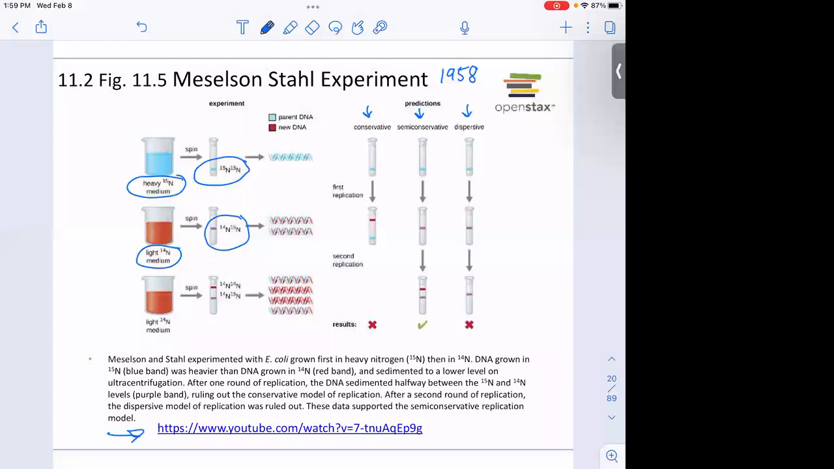So right away, they could tell that this conservative method was not correct, because if it was conservative, they would still have a heavy band, and then the new DNA would have the light band. There wouldn't be a hybrid band. So they could tell after one generation that the conservative method was not correct. But with both semi-conservative and dispersive, they would both have hybrid bands. So they had to go out a second generation and do the same thing.